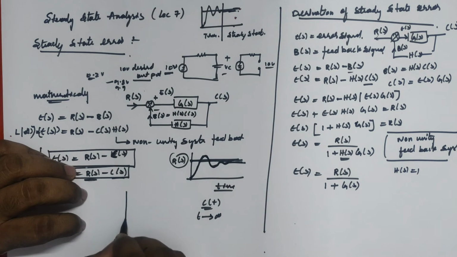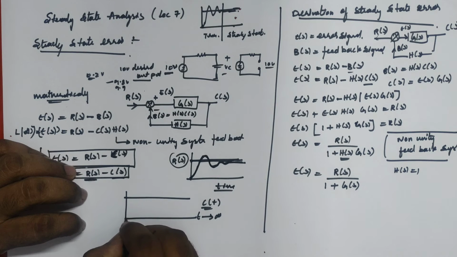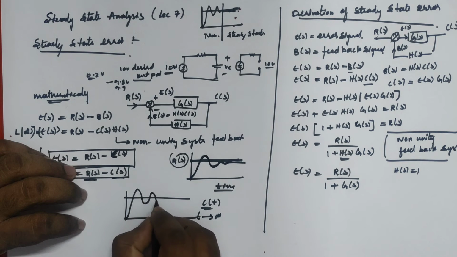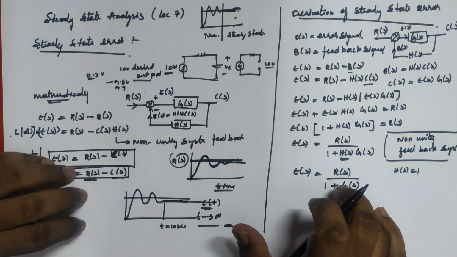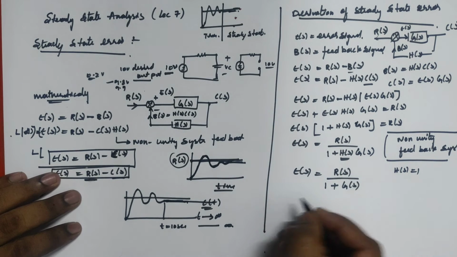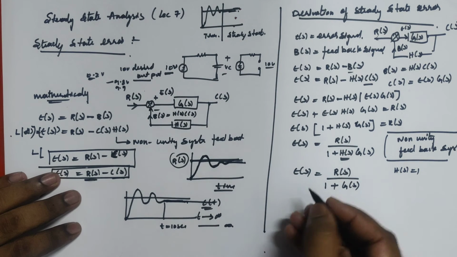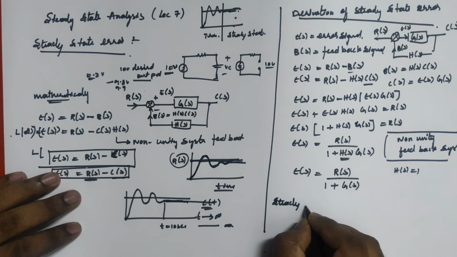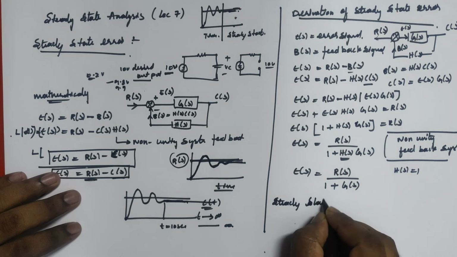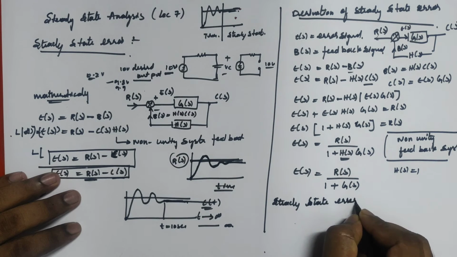So for example, let us say I started my journey, and the output response reaches like this. At finite time, let us say at time t equal to 10 seconds, it reached a steady state. Now, even when reaching steady state for infinite time, the value is the same. Now for this system, to find the steady state error in time domain, I'm writing this: the steady state error.